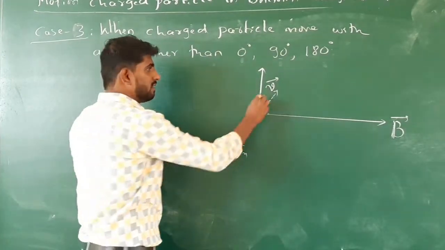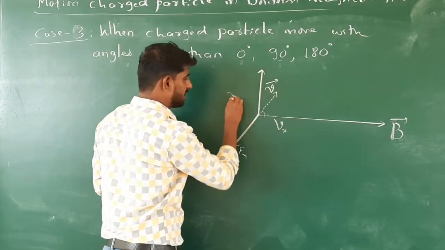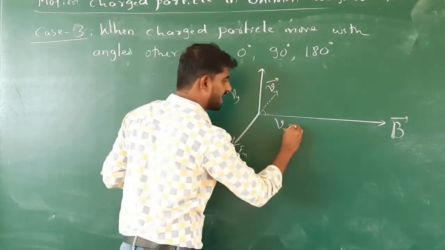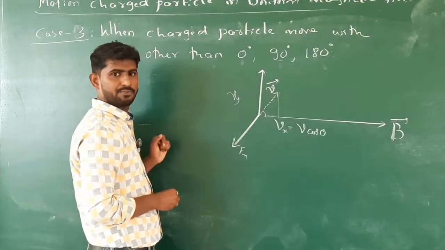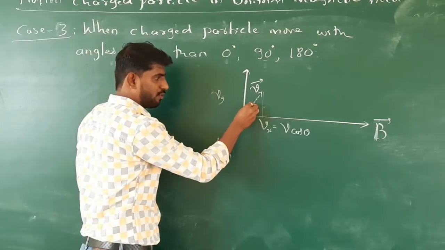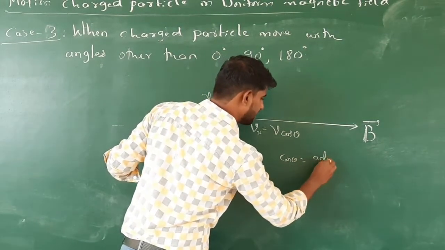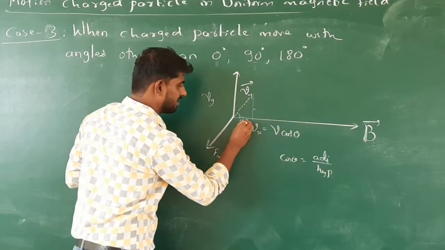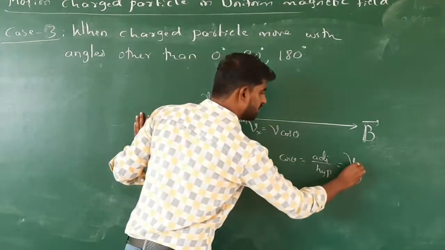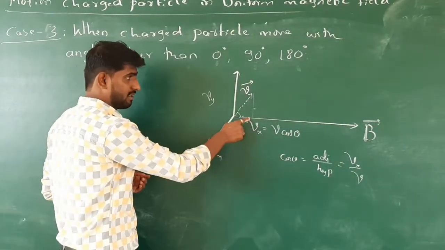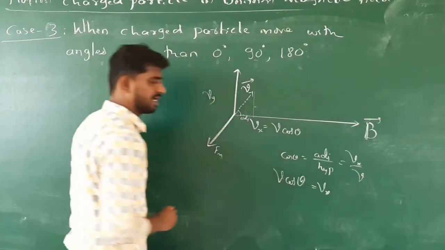Now we resolve this velocity vector into two components. Here this becomes Vx and this becomes Vy. What is the value of Vx? We can write it as V cos theta. If I draw a right angle triangle, this becomes the opposite side, this is the hypotenuse, this is the adjacent. Cos theta is equal to adjacent divided by hypotenuse. The hypotenuse is V, the adjacent is Vx. So Vx divided by V, then Vx is equal to V cos theta.